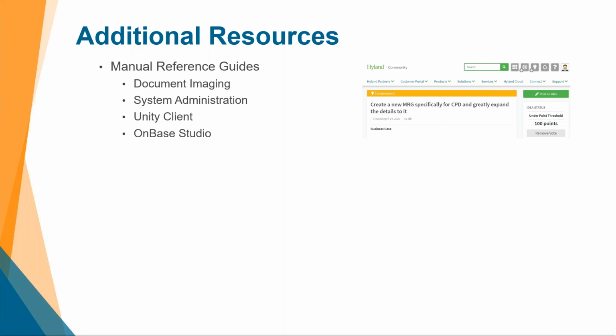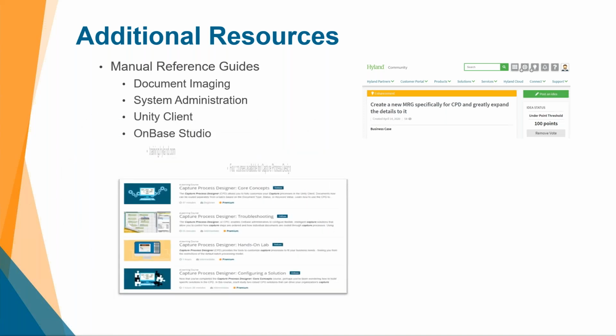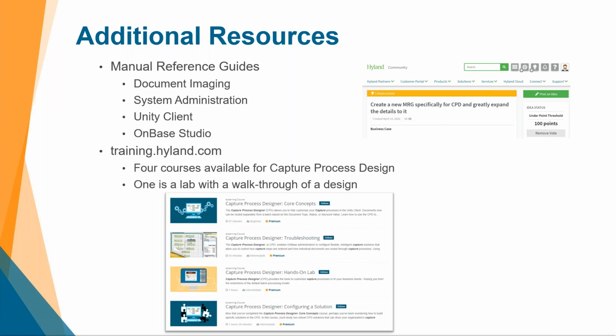The other resource can be found on the Highland training site. Each of these 4 available courses require a premium subscription for access, and one of them includes a full lab with a walkthrough of the design process from the start in Studio and through the finish in the Unity client. It gives an overall view of how a Capture Process Design is converted from a scan queue, is moved into Studio, how the different parts and steps are dropped into place and configured, and what the resulting changes look like in the Unity client.